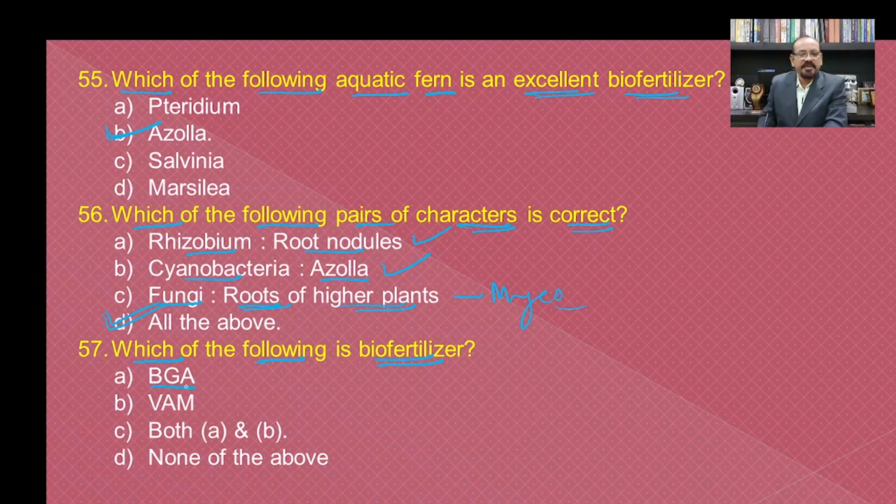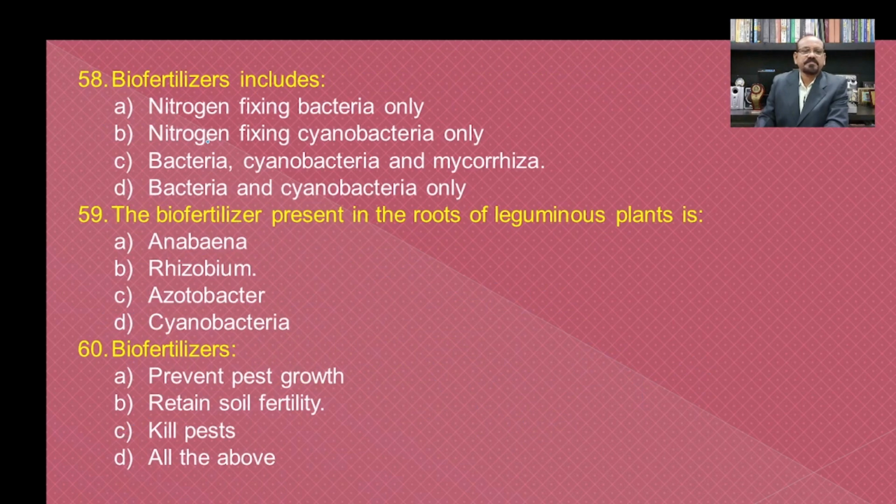Then which of the following is biofertilizer? Number 1, BGA, that is the blue green algae, that we have seen the Cyanobacteria are also known as the blue green algae. Then the mycorrhiza, that is the vesicular arbuscular mycorrhiza, that is also used as a biofertilizer, and hence both A and B become the answer for this question.